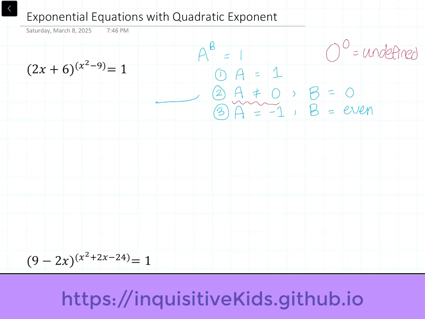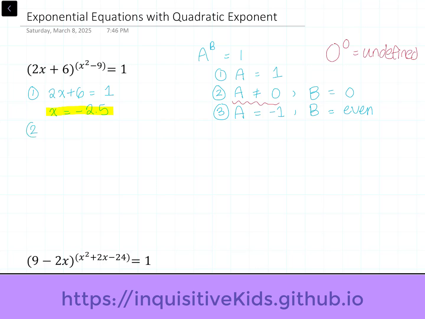So now let's apply these 3 cases to the first problem. Here, how can we substitute a? Well, let's look at the first scenario. A is equal to 1 itself, which means that the base, 2x plus 6, is equal to 1. Now, if we were to solve this, x is equal to negative 2.5. So this would be the first solution of x. If x is equal to negative 2.5, this expression is equal to 1. You should definitely substitute your solution back into the equation just to make sure.